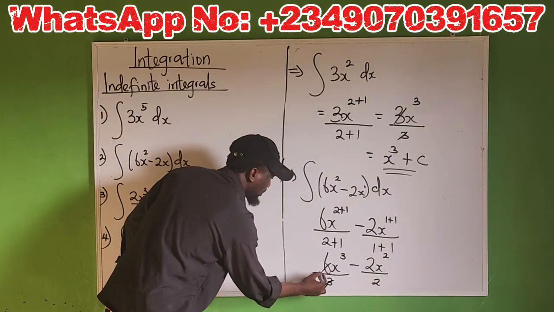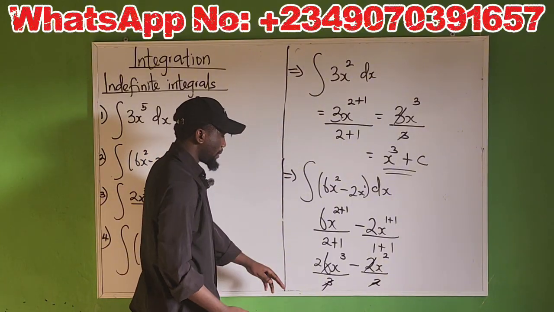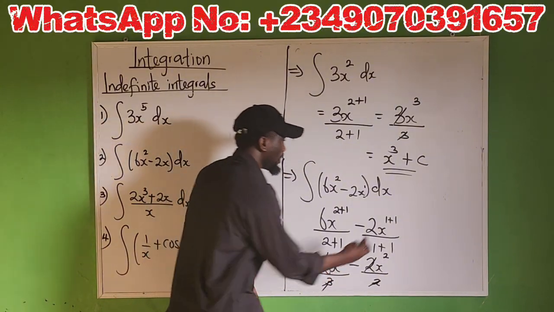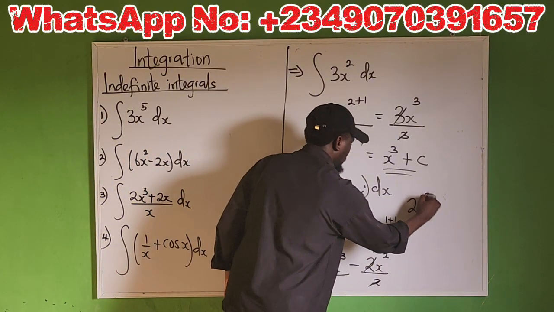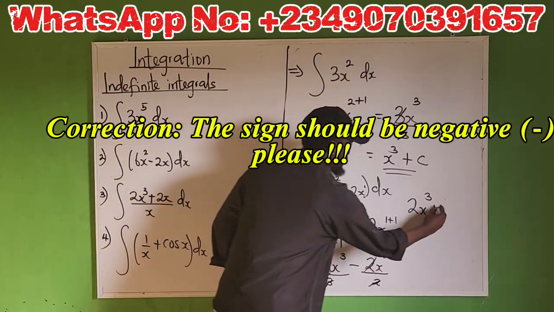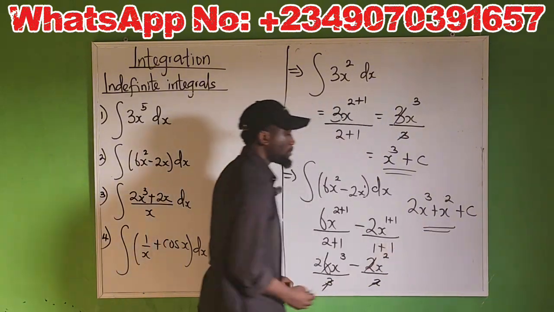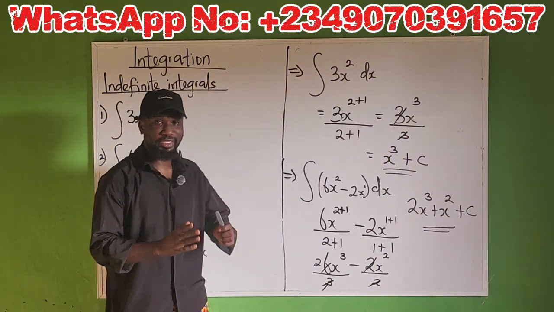So what's the next thing? 3 here, 3 here is what? 3 here is 2. 2 here, we cancel 2. So what do we have left? We have 2x cubed, plus x squared, then with the constant. Do you understand it now?